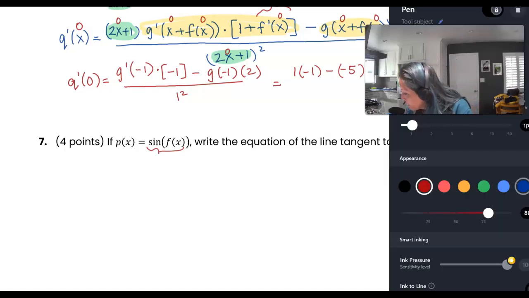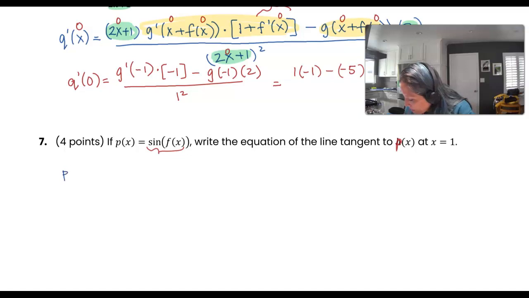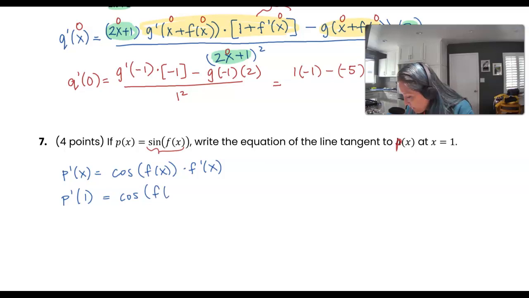Let me change back to my blue pen. So p prime of x is equal to cosine, derivative of the outside, leave my inside function alone, times the derivative of my inside function. All right, and then if we were finding p prime of 1, this is cosine of f of 1 times f prime of 1, which means I'm going to have to scroll.